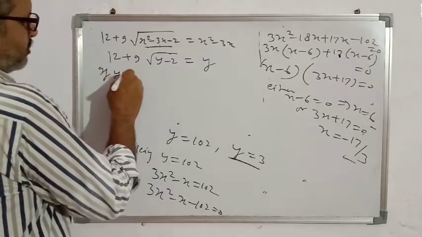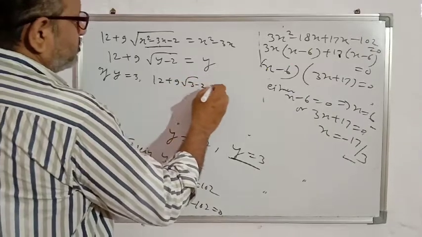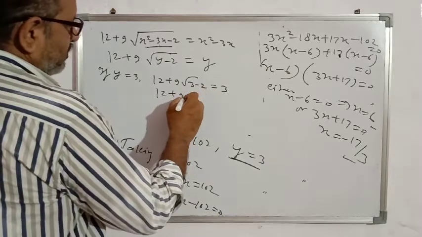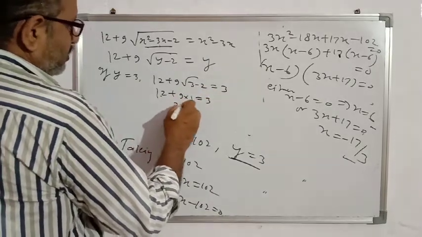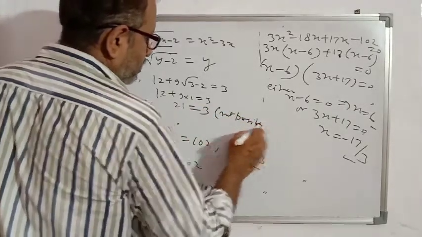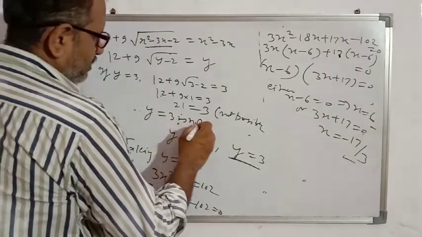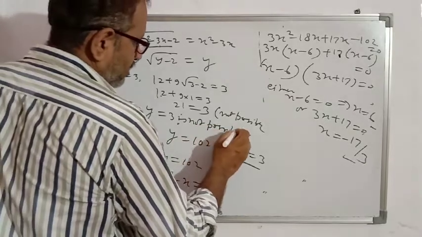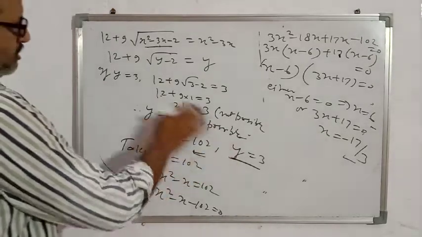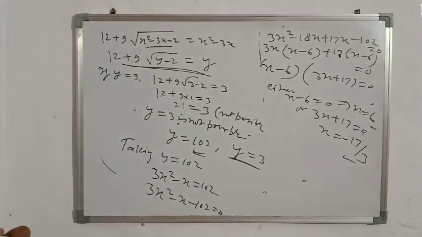So if y is equal to 3, what will we get? 12 plus 9 under root 3 minus 2 is equal to 3. 12 plus 9 under root 1, square root of 1 is 1. 12 plus 9 is 21, which is equal to 3, not possible. So y is equal to 3 is not possible. So we only have to take y is equal to 102.